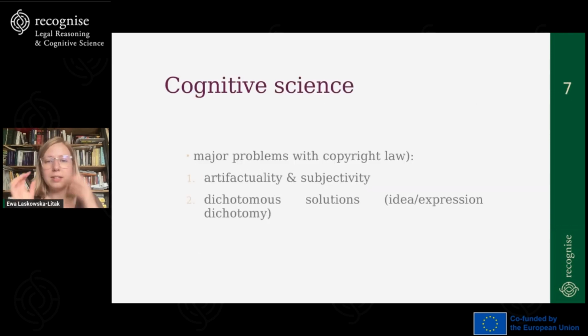Now, we start. Due to the time limit, I will focus on two major problems of intellectual property law that were challenged by the cognitive sciences. The first one is artifactuality, which also means the subjectivity of judicial decision over the subject matter of copyright law. I will just illustrate it on the example of copyright law.